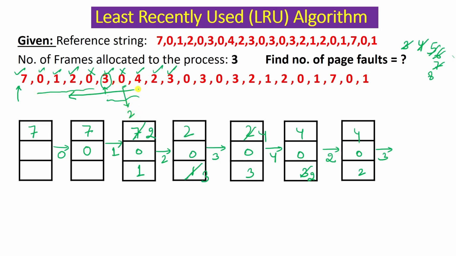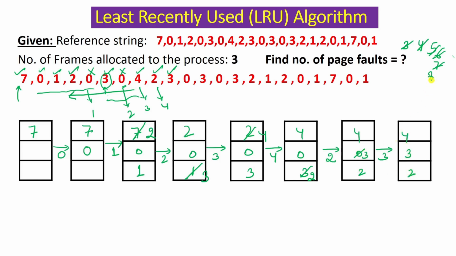Let's say it is used at 2 p.m., this one is used at 3 p.m., this is used at, let's say, 4 p.m., and this one was used at, let's say, 1 p.m. So out of 240, 0 is the page which can be replaced because it was used very long ago in the past, right? So I should replace this 0 by 3. So 4, 3 and 2.